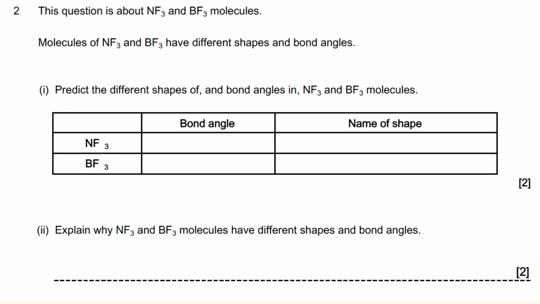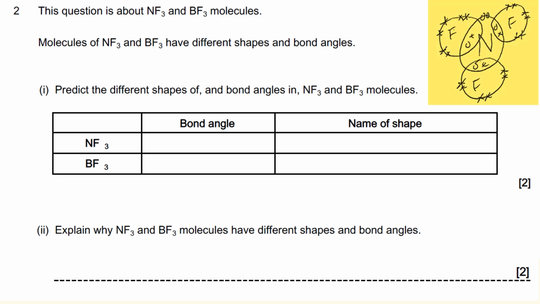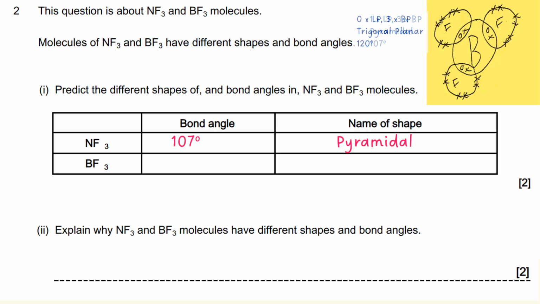Okay, so this next question is about two compounds you might not have come across, NF3 and BF3. They tell you they've got different shapes and bond angles, so they want you to predict the shapes and bond angles in both molecules. Like before, let's start with a dot cross diagram. With NF3, you can see that you've got 3 bond pairs and 1 lone pair. That's going to be pyramidal, 107 degrees. With BF3, we've got no lone pairs and 3 bond pairs. That would be trigonal planar, 120 degrees.